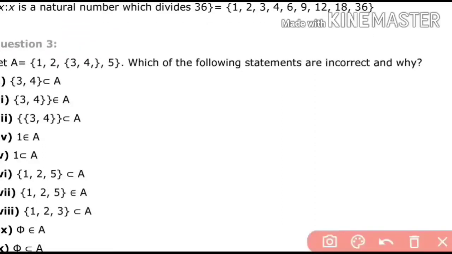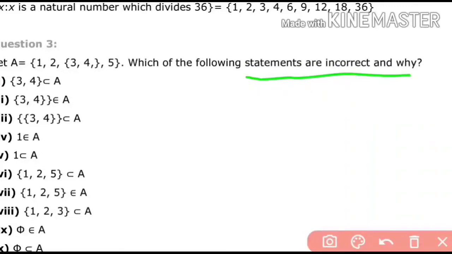Let A equal to {1, 2, {3, 4, 5}}. Here we have 4 elements in total. One is 1, second is 2, and third element is the set {3, 4, 5}. These 4 elements are here. Which of the following statements are incorrect and why, we have to find out.